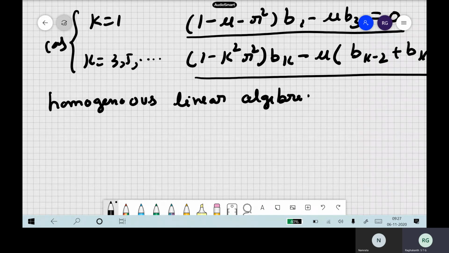Now we are interested in the stability. So what do you have to do if you want to find out stability? What should happen?